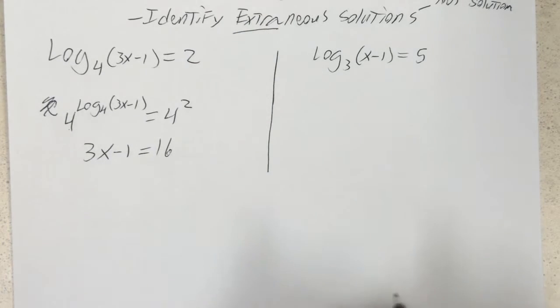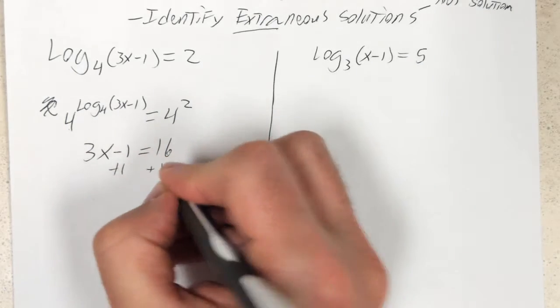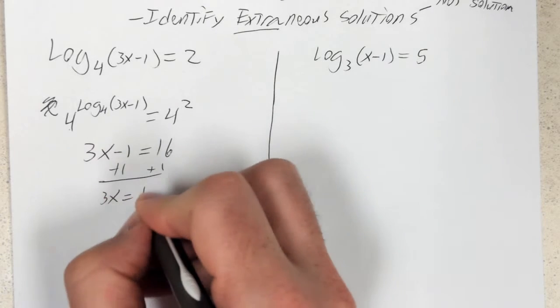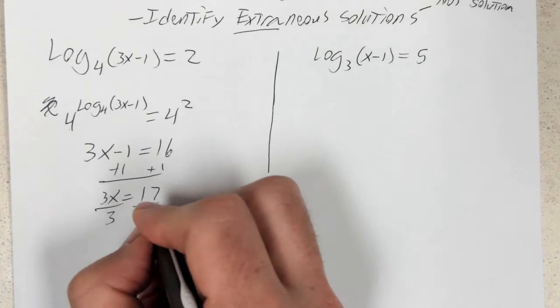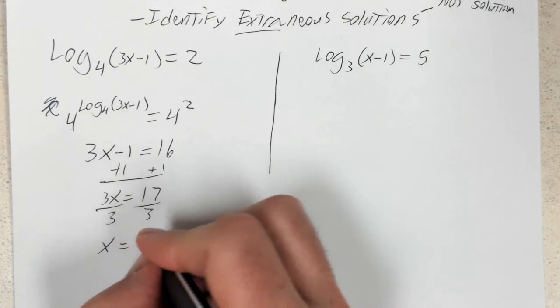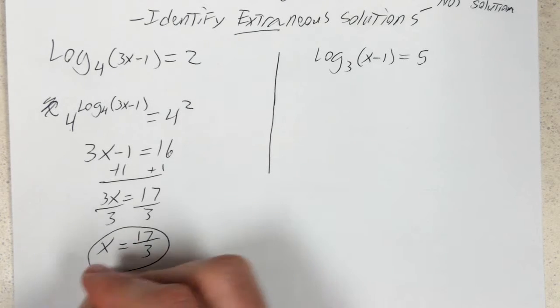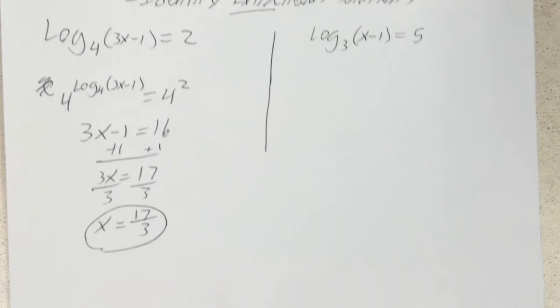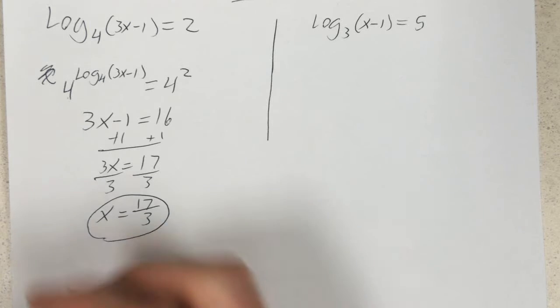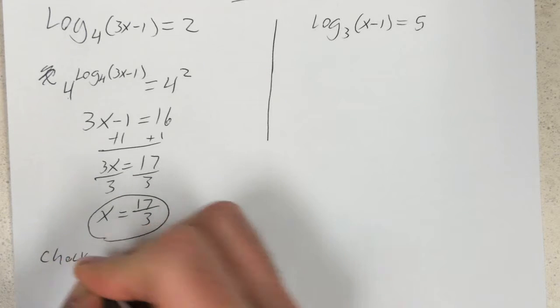And then it's just solve. So we add 1, 3x is equal to 17, divided by 3, so x is equal to 17 divided by 3. Well, we want to go through and check that to make sure that it works.